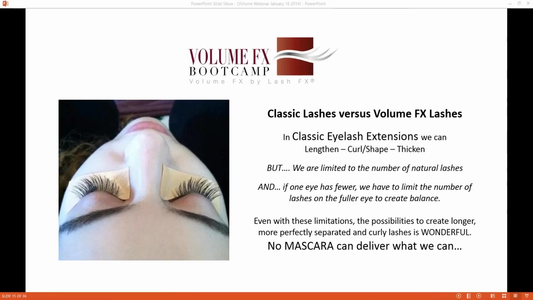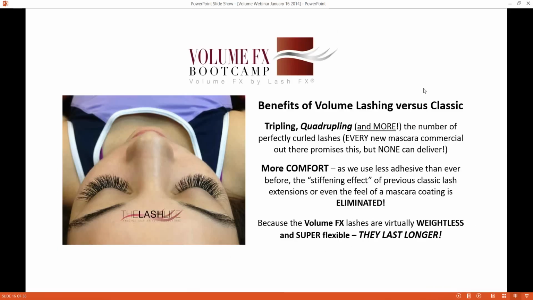We can actually achieve something that no multi-billion dollar beauty product company can promise on any glitzy magazine ad or gorgeous celebrity endorsed commercial. We can actually deliver perfectly separated, curly shaped, wonderful lashes that last with some touch-up appointments, and no mascara can deliver that. So classic lashes rock, but volume lashes, they rock better, you guys.